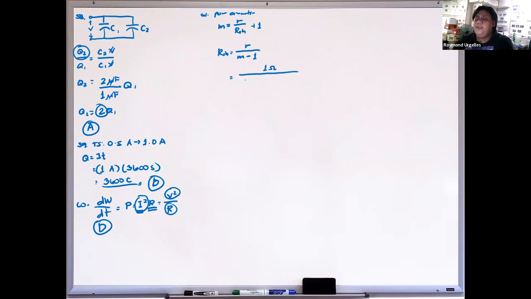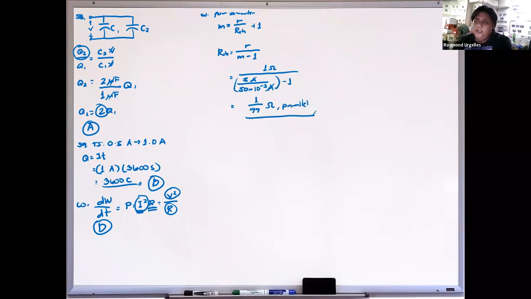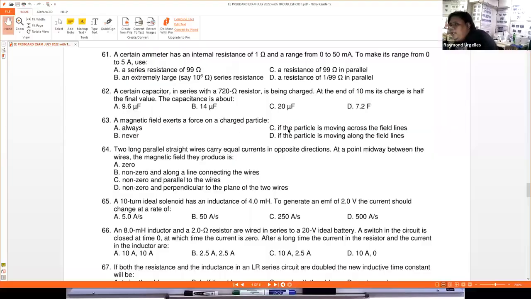So what's the multiplier? We want from 50 milliamps to 5 amperes. So this will be 5 amperes divided by 50 milli. Milli means 10 to the negative 3, so para mag-cancel to. Then minus 1. If you try to solve this, you will get 1 over 99 ohm. And again, this is connected in parallel. So kaya yung sagot natin dito is letter D. Pareho lang nung hinulaan natin kanina.